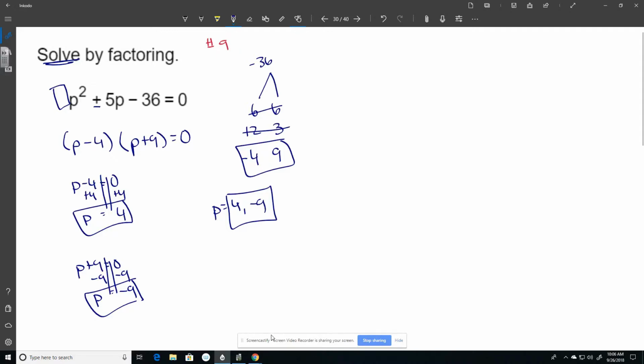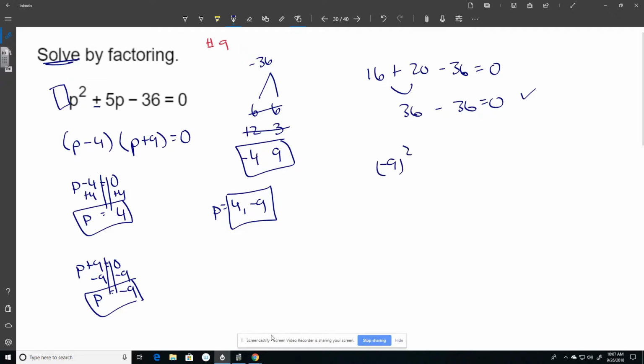You can plug them in, check your work. If I plug in a 4, squared is 16, plus 4 times 5 is 20, minus 36 equals 0. Those add up to 36, minus 36 equals 0. So that is a correct answer. 4 is correct.